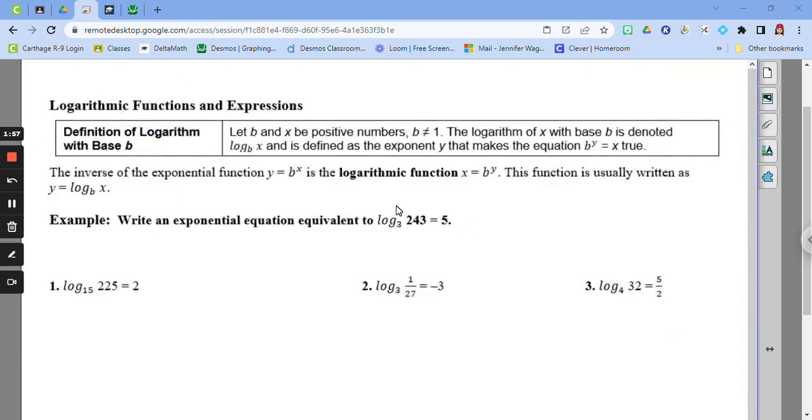All right. For an exponential equation, we have our base. So we've got our base right here. The base is always going to be the base, whether it's as an exponential or as a logarithm. So the first thing I'm going to do is pull 243 out. Equals the base 3 to the 5.